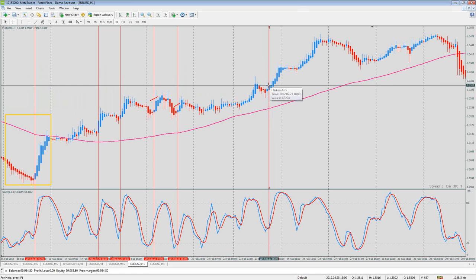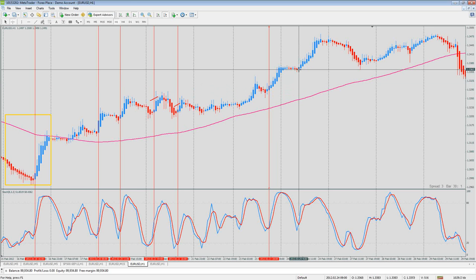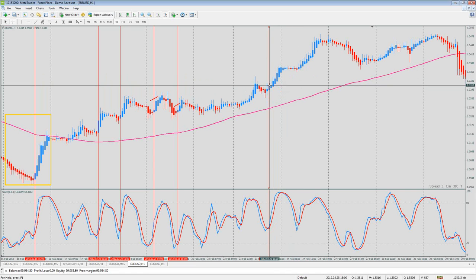Okay, after the stochastic crossed, just when this candle closed, and it's already about somewhere between 50 and 60 pips above the previous entry, and here you get another 60 pips, and okay, so if you enter here, you get another entry opportunity somewhere here or here, I would say.